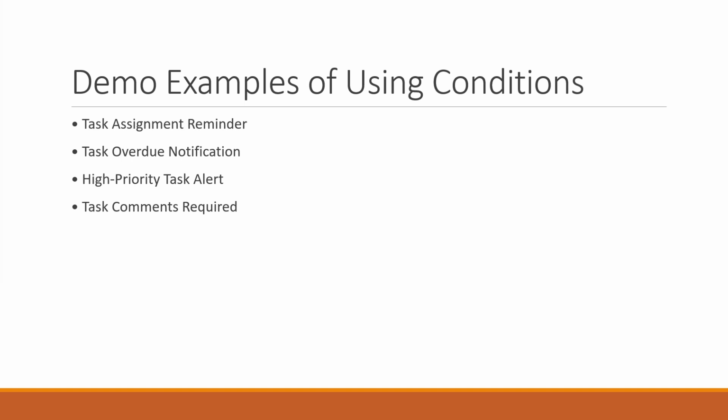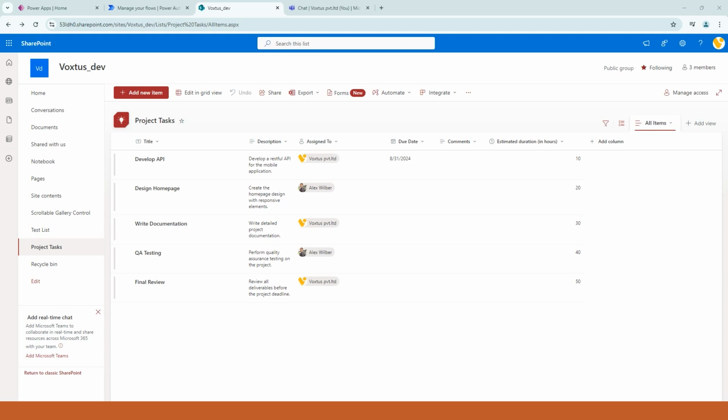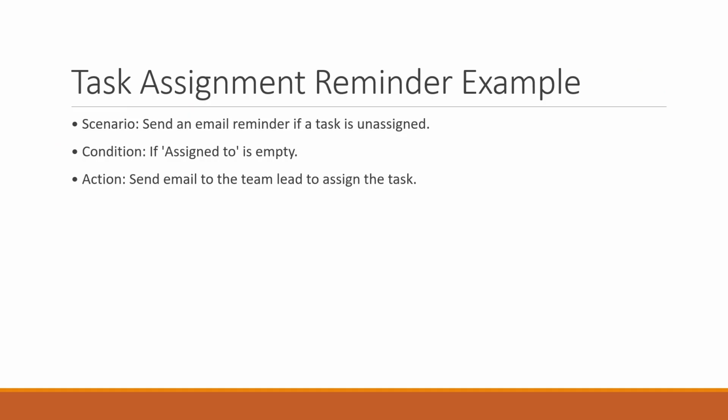Let's look at some examples of conditions in action. We are using a SharePoint list, project task, with fields like title, description, assigned to, due date, comments, estimation duration or estimation hours. So let's see one example.